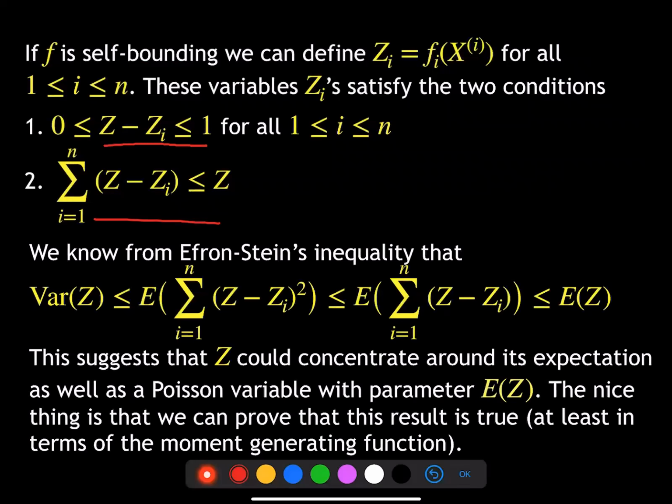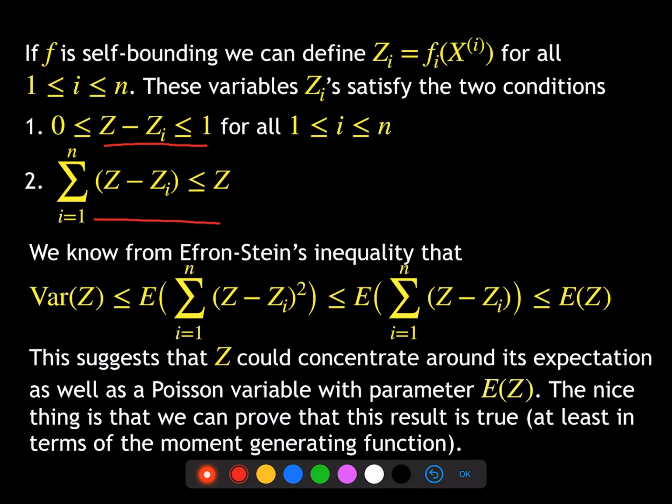So of course, when you apply the Efron-Stein inequality to such a variable, then you get that the variance is less than the expectation of the sum of the squares, of course. But since these guys are between 0 and 1, it is also less than the expectation of the sum of these guys. And then you use the fact that the condition 2 here says that this quantity is controlled by Z, and so you have a control of the variance by the expectation.